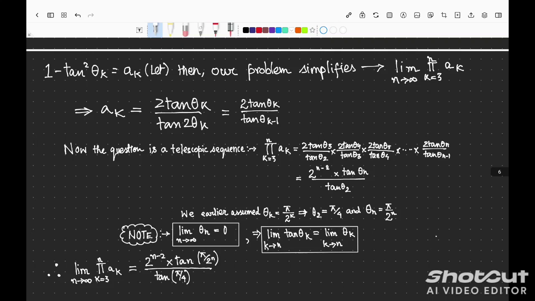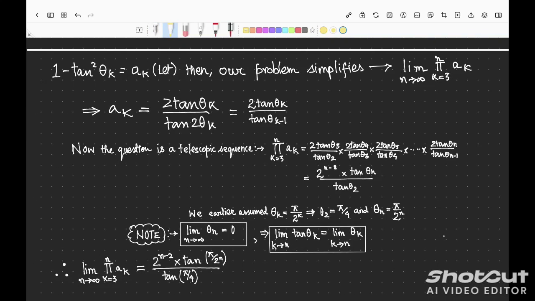Now let us denote the following term, that is 1 minus tan squared theta k, as ak, right? We have assumed this. Now the problem simplifies to the following expression, that is the product of ak. Looking a bit simple, right? Now again, we know that ak is also equal to 2 tan theta k divided by tan of 2 theta k. Now we also know that 2 theta k is equal to theta of k minus 1.